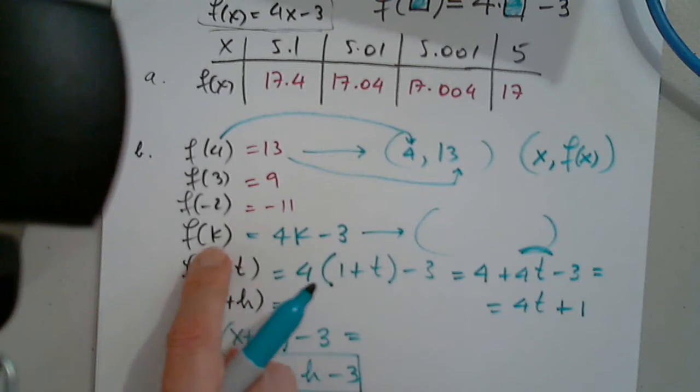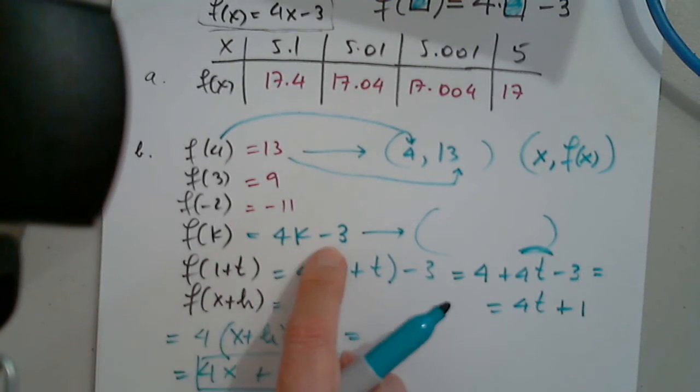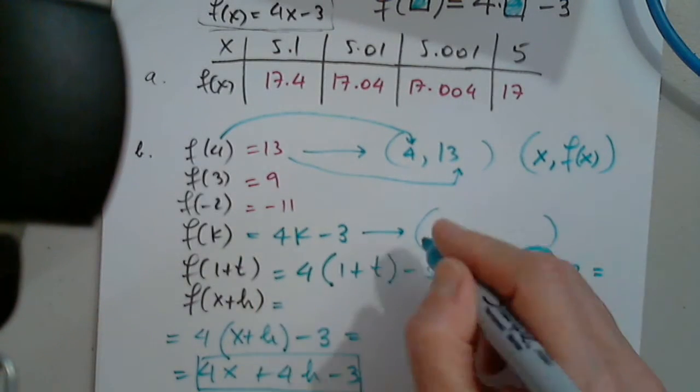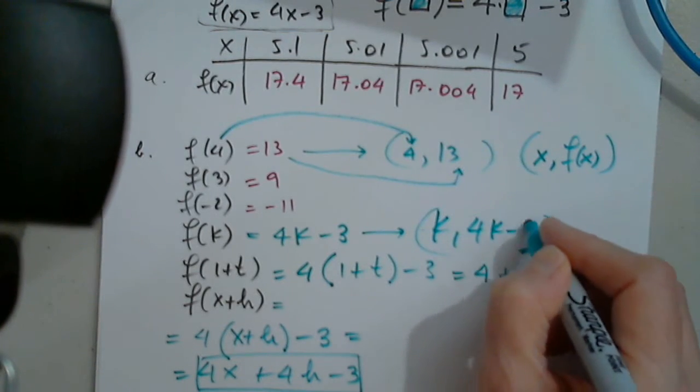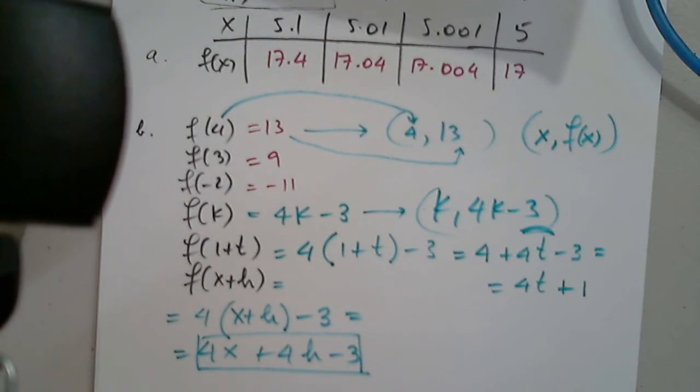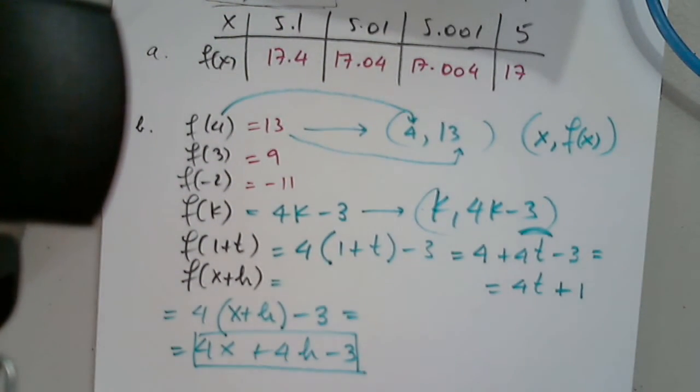Okay, can anyone else give me this ordered pair? K, 4K minus 3. Thank you. Good. Perfect. So that's all we had to work on 19. Let's move on. Let me go back to sharing.